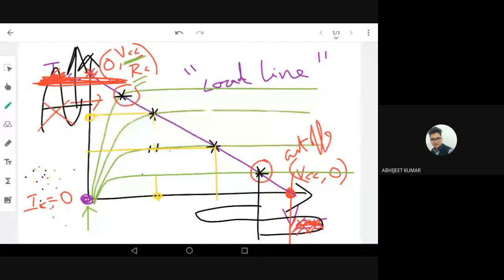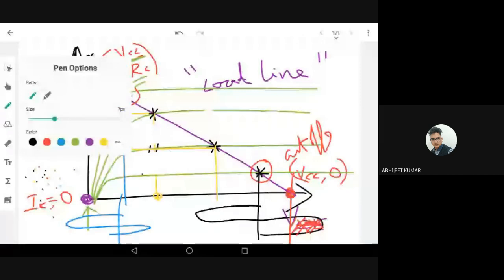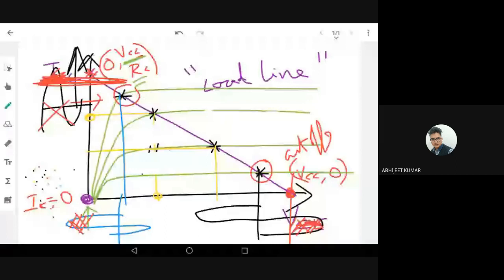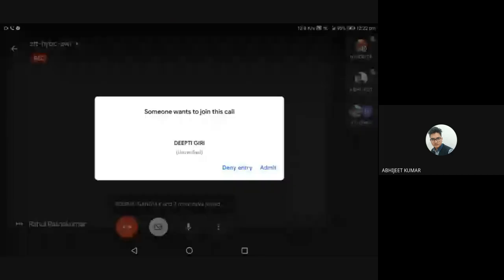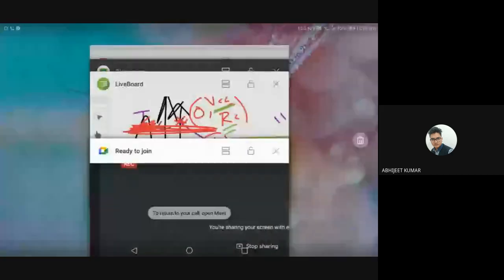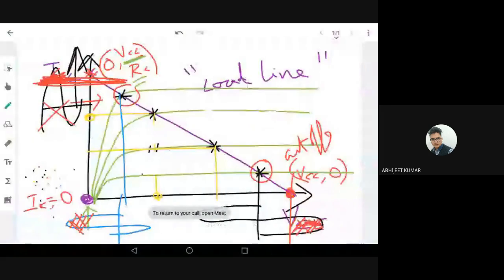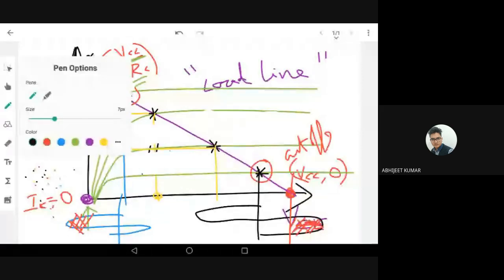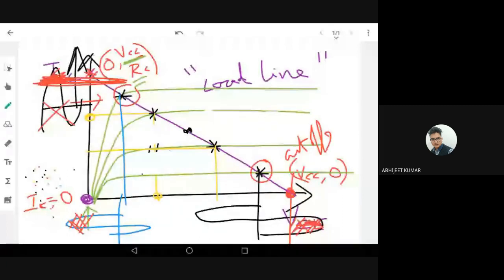If you see the bottom also, VCE is clipped here. This point VCE is going to be clipped here also. So I don't want to operate my transistor or amplifier in these extreme regions, because the output is going to be clipped. Ideally, I want the operating point to be in the center. This is the ideal point, the ideal operating point.